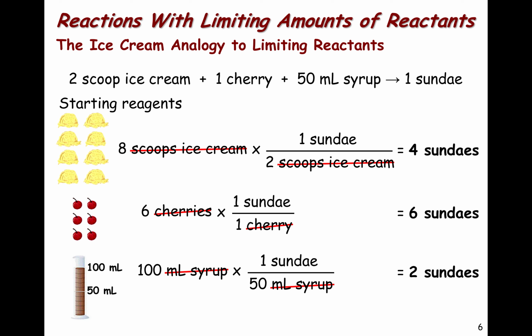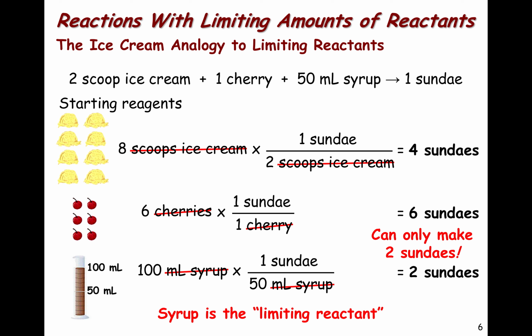So with this combination of 8 scoops of ice cream, 6 cherries, and 100 milliliters of syrup, the maximum number of sundaes that we can make is the smallest from each of these calculations, which is the 2 sundaes. And so it turns out that we would have a situation where there'd be 4 leftover cherries, and in fact there would also be 4 scoops of ice cream that would be wasted.